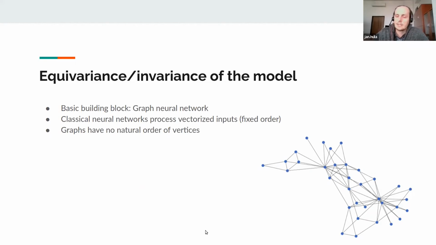And the last approach works by designing neural networks which automatically are invariant or equivariant with respect to these symmetries. So here, the main building block are graph neural networks. And these are neural networks which are designed to process graph structured data.